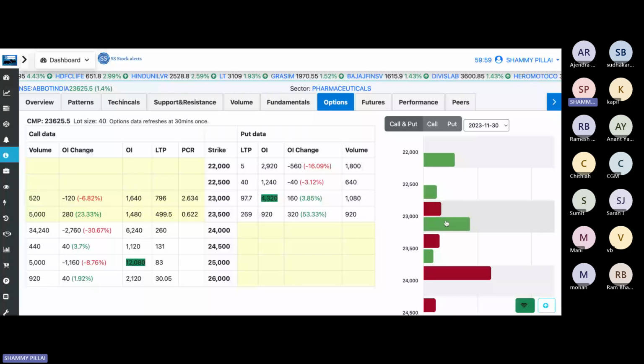This is the resistance. The call OI is very high. This is the put OI. Right, correct. So 2300, the moment 2300 goes for a stock like Abbott, 300 400 points up down is like peanuts. Right. So how will you manage your trade in OI?